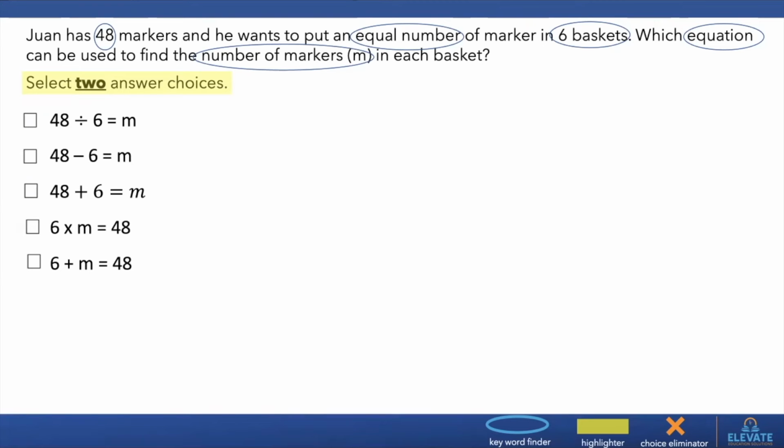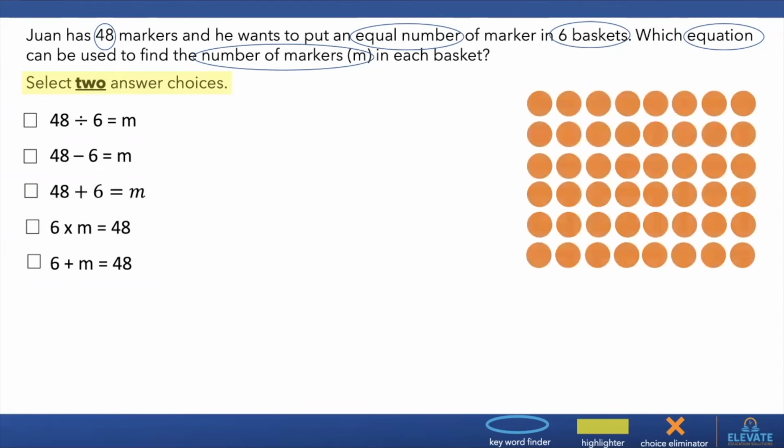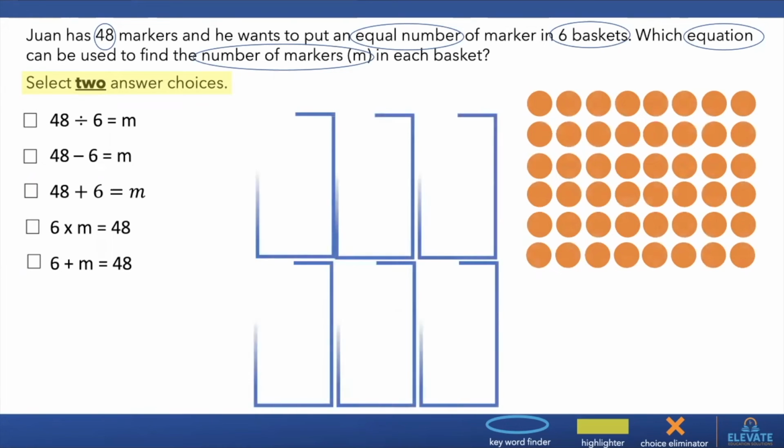Let's draw a model to represent the equation. We stated that the total number of objects is 48. We can draw 48 counters to represent the total number of objects. Since we have 6 baskets, we can represent the 6 baskets or 6 groups with 6 rectangles. Since we stated that there must be an equal number of objects shared among the groups, we can equally distribute the objects in each group.